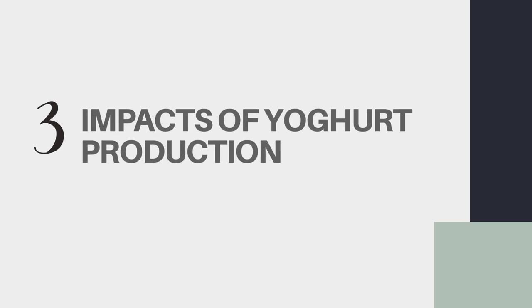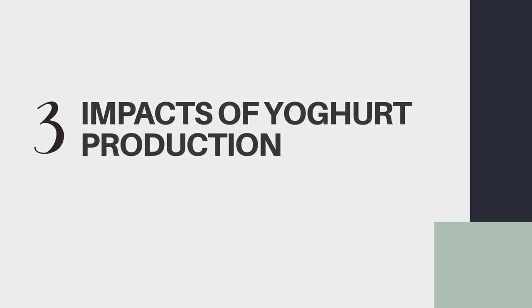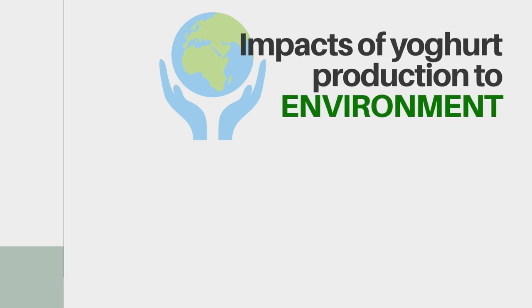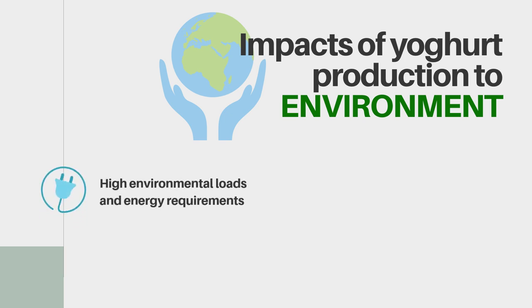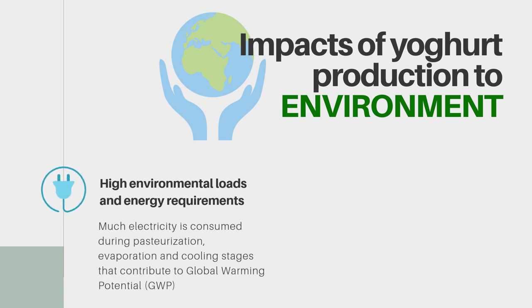Next, we move on to the impacts of yogurt production on the environment. Yogurt production covers multiple activities related to milk production and treatment for alimentary uses. However, this sector has impacts on the environment. Firstly, the production of milk-based inputs such as raw milk and powdered milk is mainly responsible for the high environmental loads and energy requirements. For example, much electricity is consumed during yogurt production, such as during pasteurization, evaporation, and cooling stages, which can contribute to global warming potential, GWP.